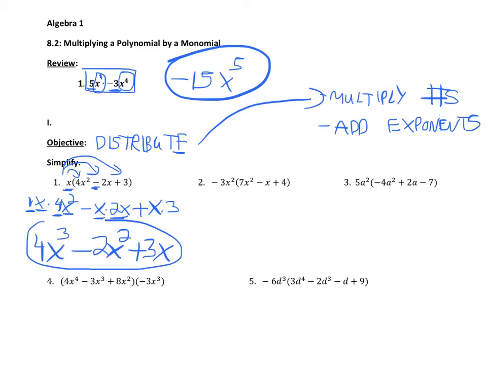And I know I can't do anything with this. I can't add these x's up because they all have a different exponent. Here the exponent's 3, here the exponent's 2, here it's assumed to be 1. So we know we're done when I don't have any like terms left. Okay, let's do number 2.